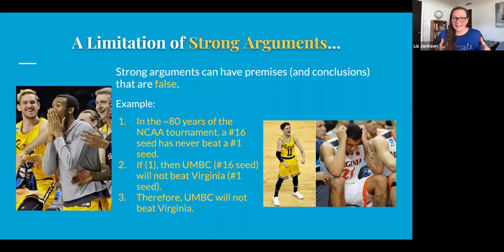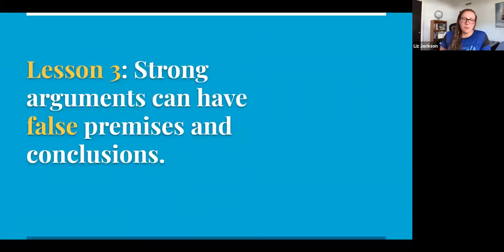Before that game happened, this was a very strong argument. I think most people predicting who would win picked Virginia just because of the reason given by premise 1, but that turned out to be false, and the conclusion turned out to be false. So this is an example of a strong argument with a false conclusion because we had really misleading evidence. This brings us to our third lesson: strong arguments can have false premises and false conclusions.